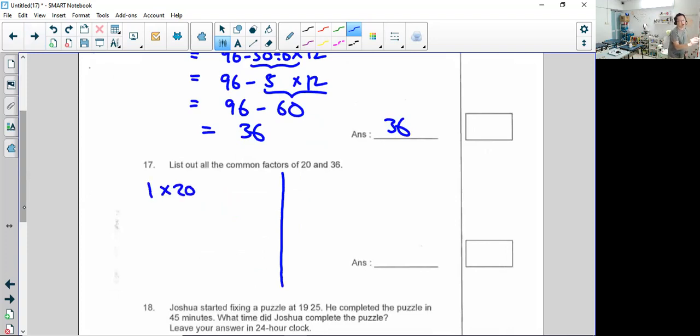Write down what you have learned in P4. 1 times 20, and then 2 times 10. So you have to do all this. And then 3 cannot. 4 times 5. And then 5 times 4, which is repeated. Right? 4 times 5, 5 times 4 is the same.